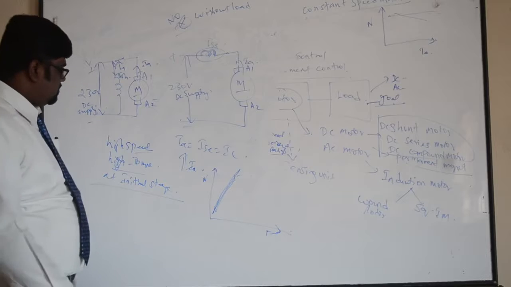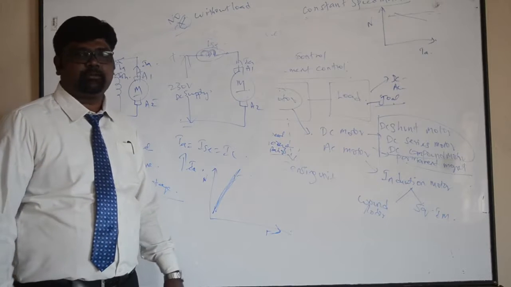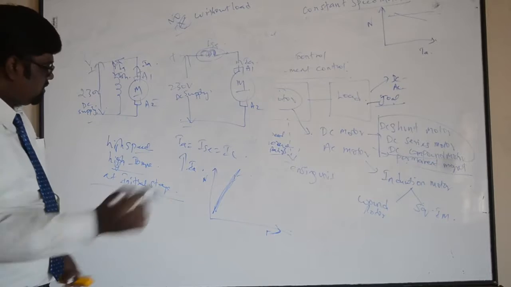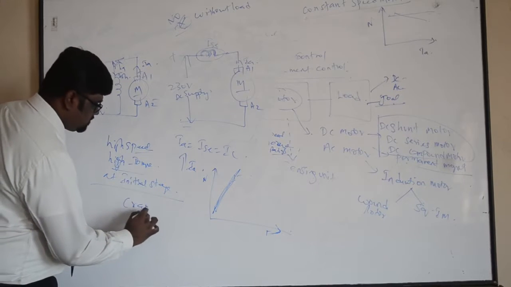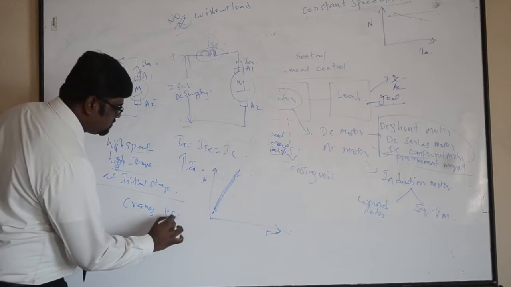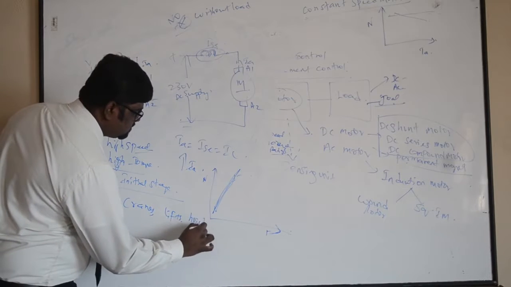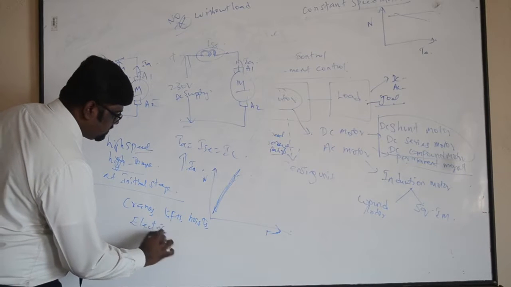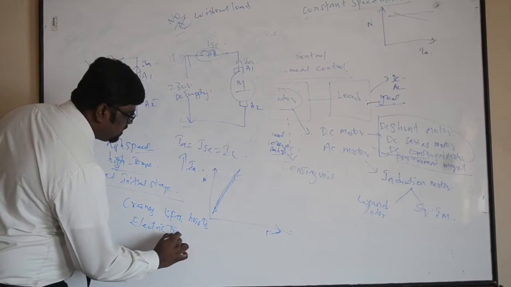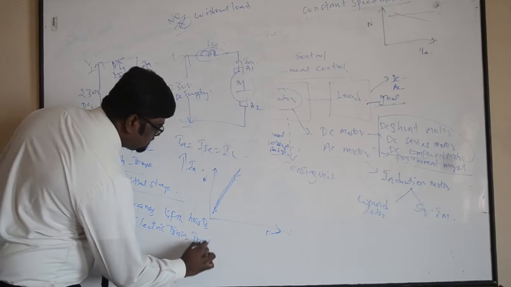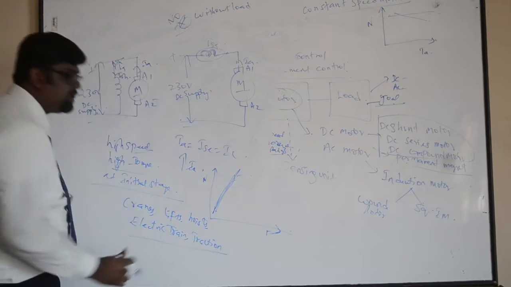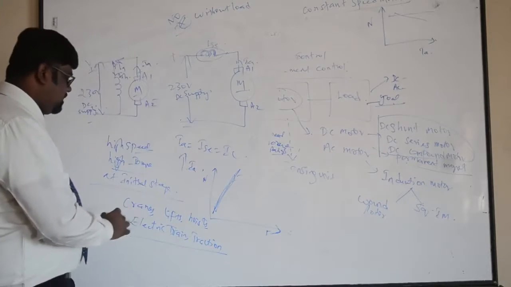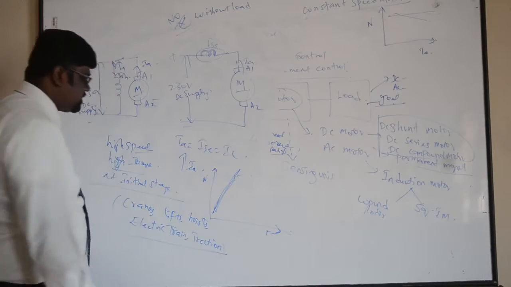For this DC series motor, we can use it in applications such as cranes and lifts, hoists, even electric trains, electric traction purposes, where you need a very quick starting. Then only the function will be accomplished.